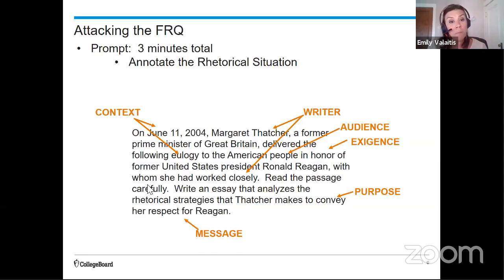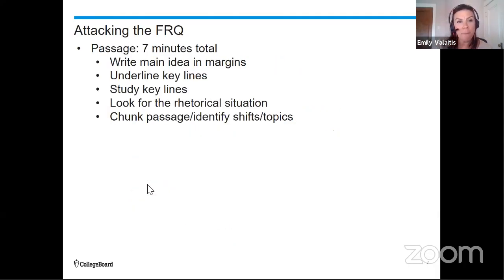So for example, the exigence is really kind of the fact that Ronald Reagan has died, but that's also kind of the context that he has passed away. And then that speaks a little bit to the audience that they are there to hear Margaret Thatcher honor Ronald Reagan and to convey her respect for him. So taking 3 minutes for that.